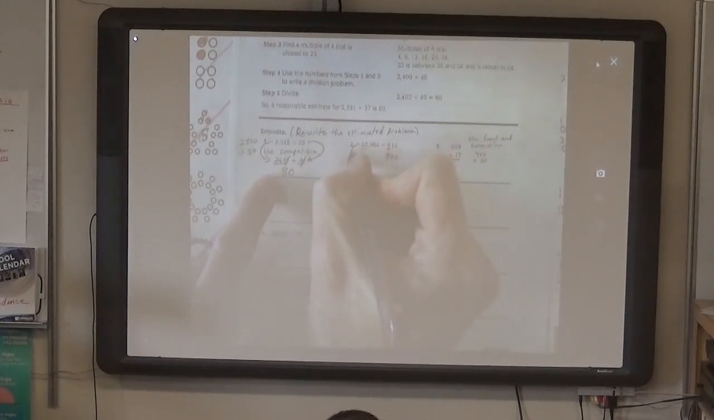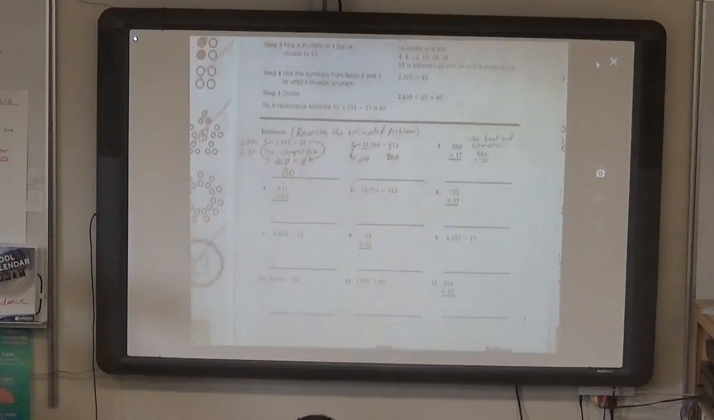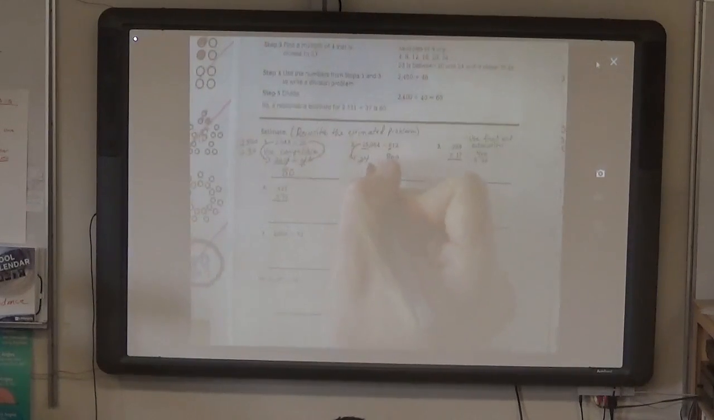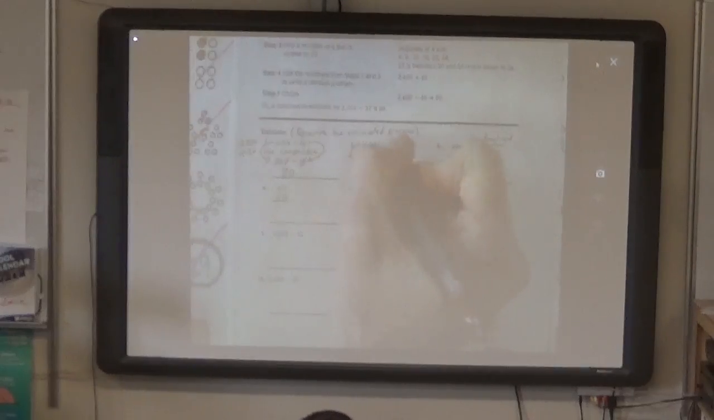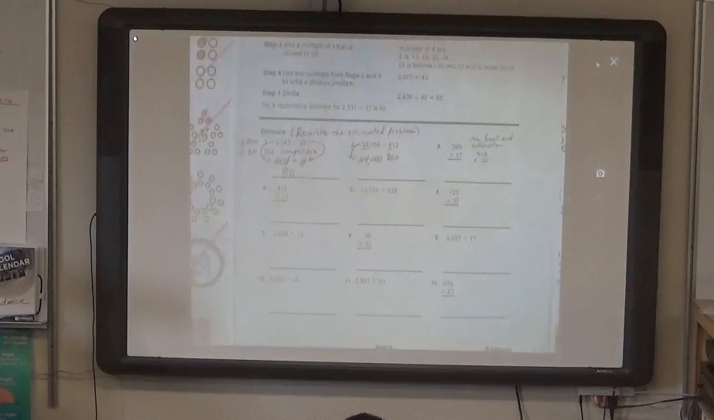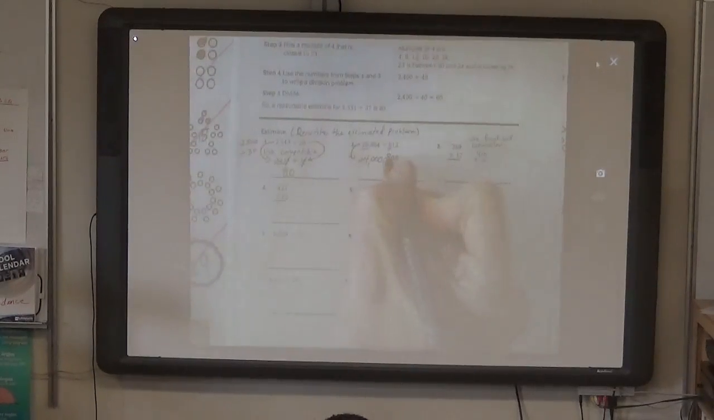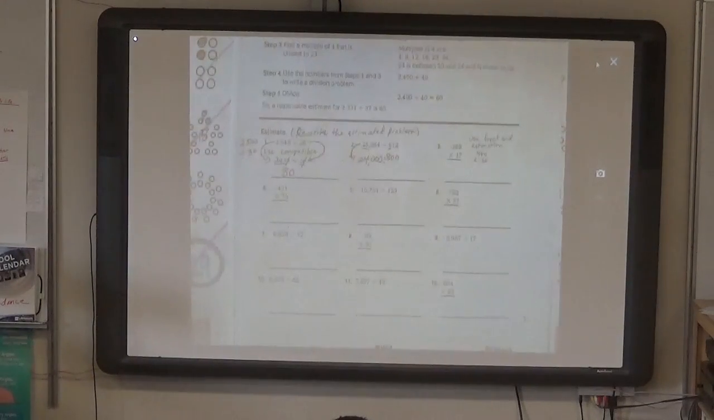Now, we can't just use 24. We have to use 24,000 because 24,000 is somewhat close to 25,984. So that's our rounded problem. 24,000 divided by 800. Again, this is the same division fact, or a related division fact, really.